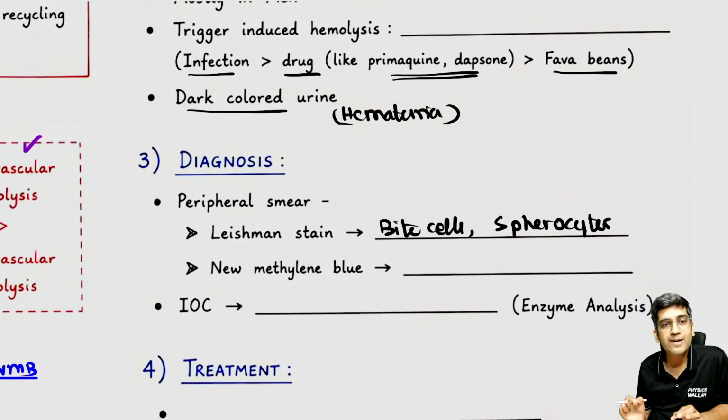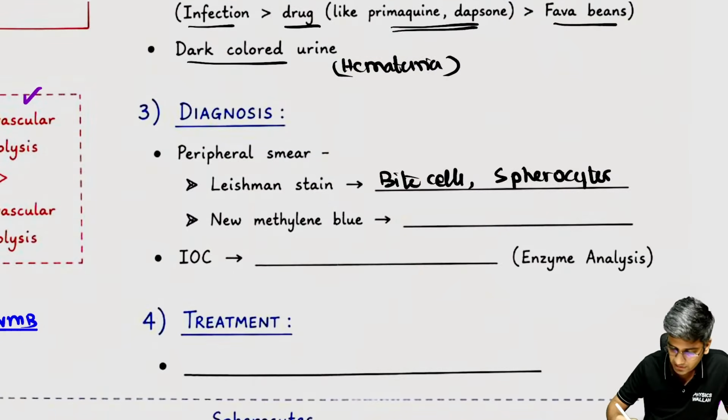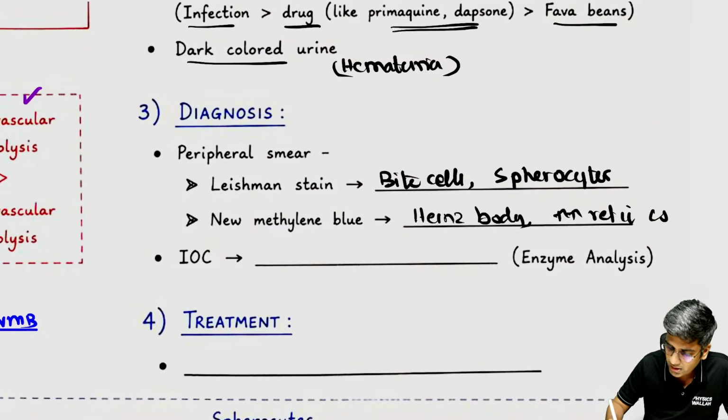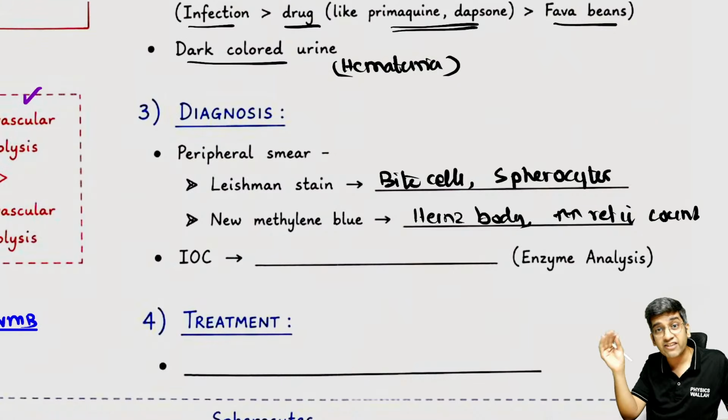Almost every hemolytic anemia you will see that. Please don't make the mistake of saying, I saw spherocytes in the exam, so I'm going to write spherocytosis. You can see them in almost every hemolytic anemia, right? In new methylene blue, obviously Heinz bodies will be seen. And if you want to add one more, there will be an increase in retic count, because retic count will be increased in every hemolytic anemia. This is enough for me to diagnose.